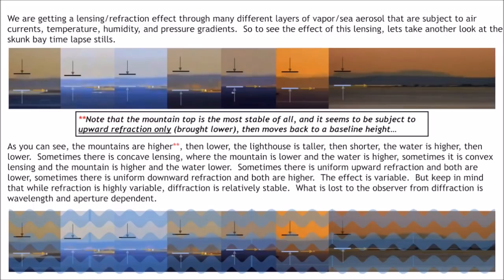Sometimes there is concave lensing where the mountain is lower and the water is higher. Sometimes it is convex lensing and the mountain is higher and the water is lower. Sometimes there is uniform upward refraction and both are lower. Sometimes there is uniform downward refraction and both are higher. The effect is variable. But keep in mind that while refraction is highly variable, diffraction is relatively stable.